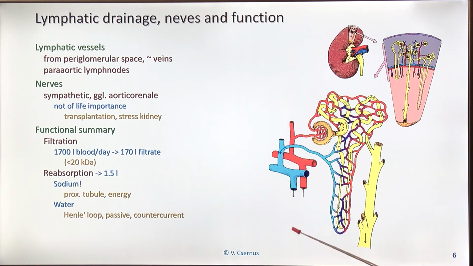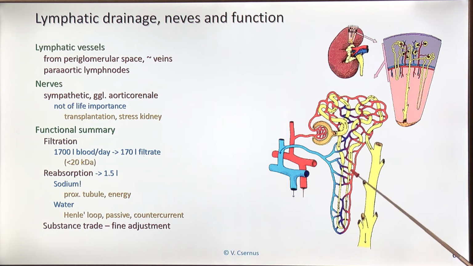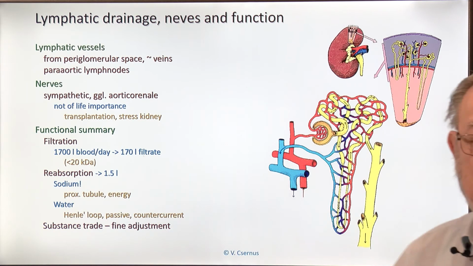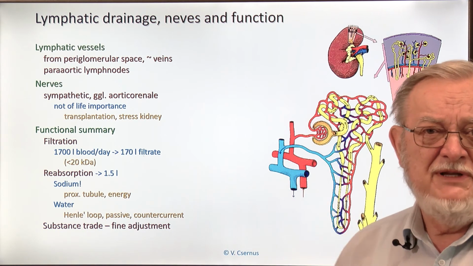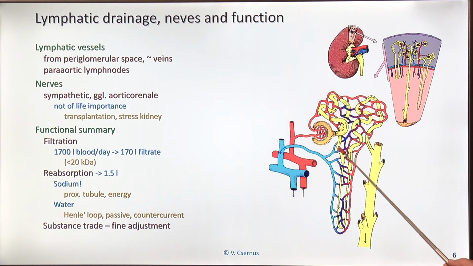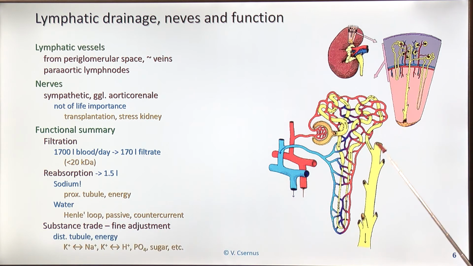Now comes the distal tube, and this is the clever tube of the kidney. This is practically whatever we can control. The proximal tube is like the gorillas of the Godfather. They are strong but stupid guys. They do only one job, and they do it very well. And the distal tube makes a kind of fine adjustment.